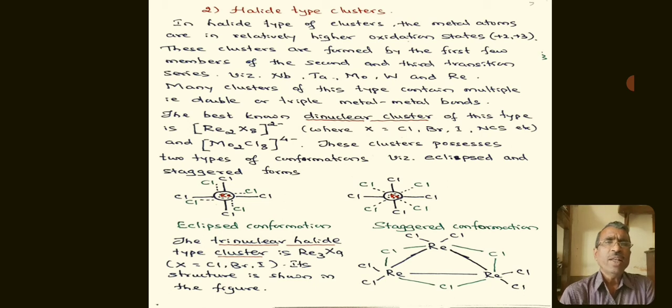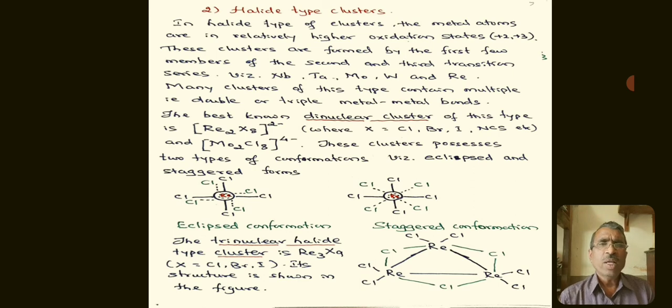The best known dinuclear cluster of this type is Re2X8 having 2 minus charge, that is dirhenium octahalide, and dimolybdenum octachloro, having the charge 4 minus. These clusters possess two types of conformations, namely eclipsed form and staggered form. Eclipsed and staggered conformations are shown in the figure.